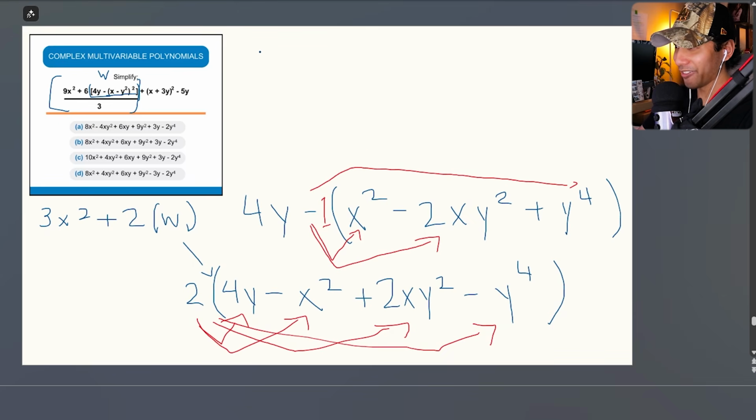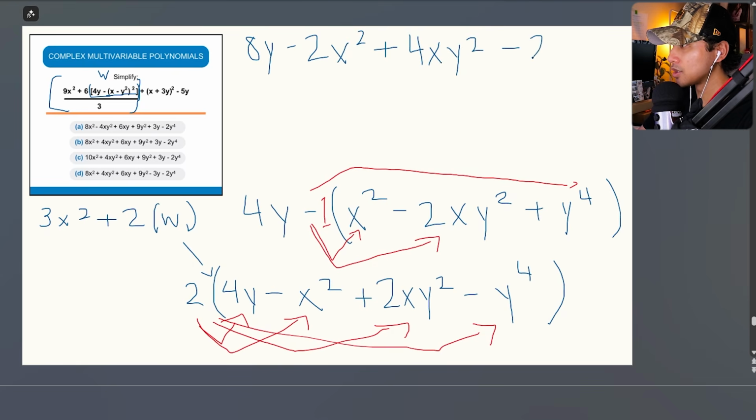So now we have 8y. 2 times 4y is 8y. 2 times -x squared is -2x squared. 2 times 2xy squared, that is positive 4xy squared. And then we have 2 times -y to the 4th, that is -2y to the 4th. Okay, perfect. We figured out all this in here.